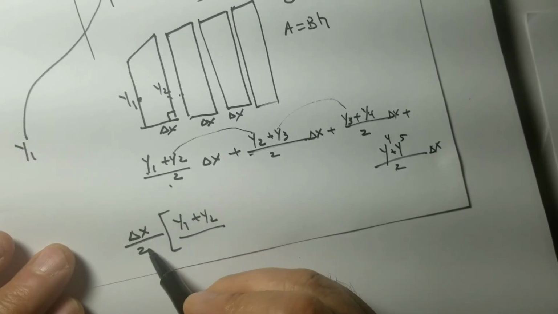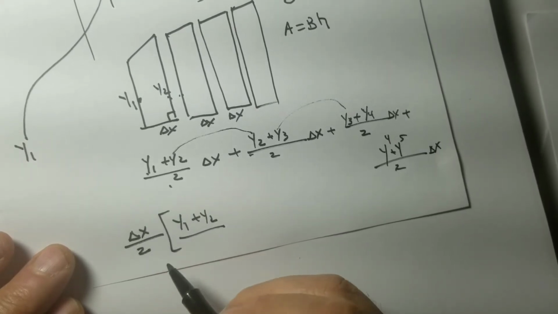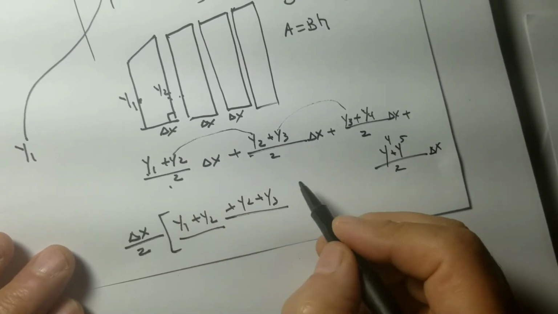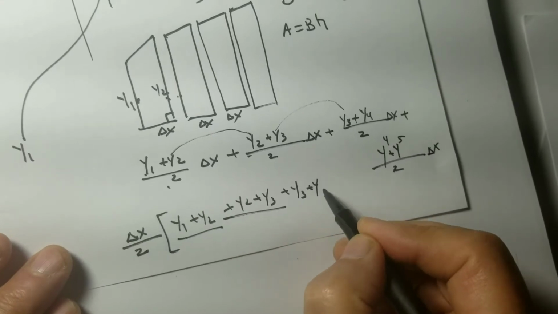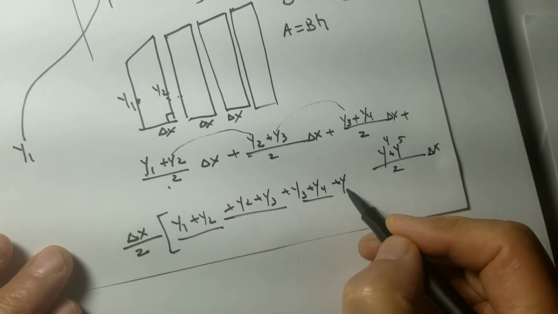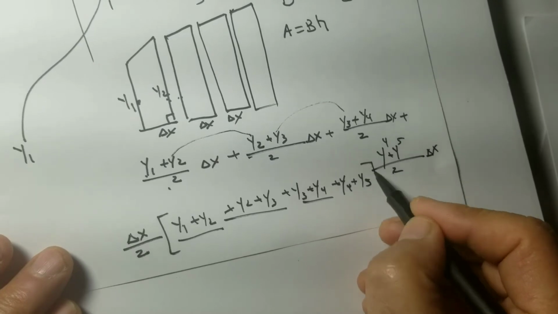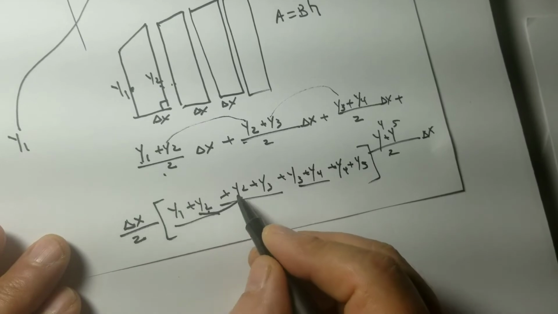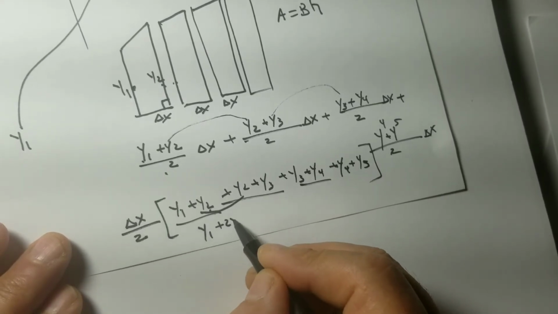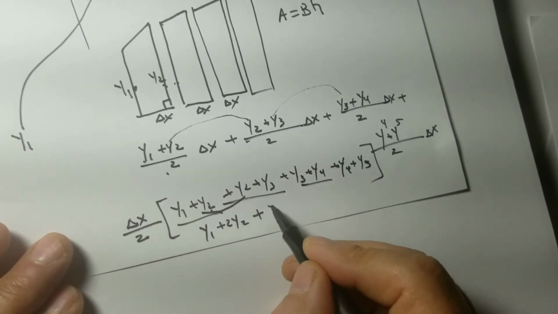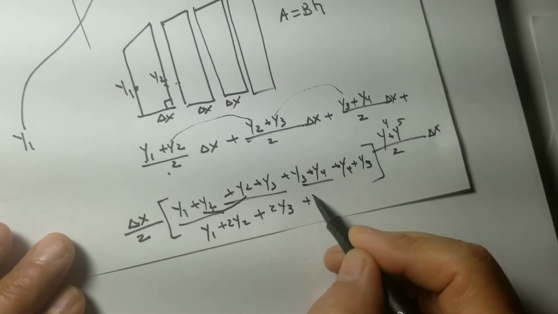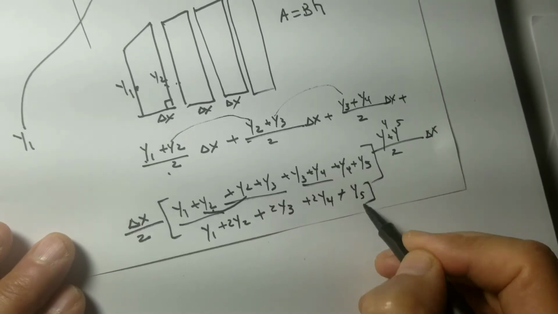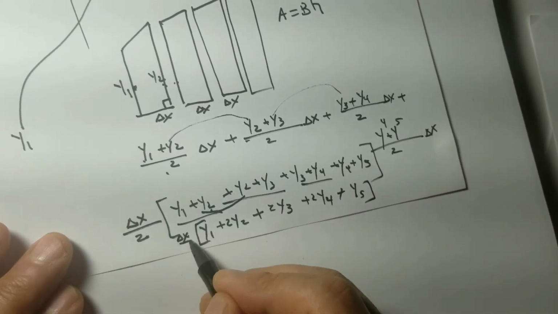Sum of the bases divided by 2 times the height. The next trapezoid. The next trapezoid. The next trapezoid. That's a simple version. But what is Y1 plus Y2 plus Y2? Is 2 of them. How many Y3? 2 of them. How many Y4? 2 of them. How many Y5? 1 of them. And this is delta x over 2.